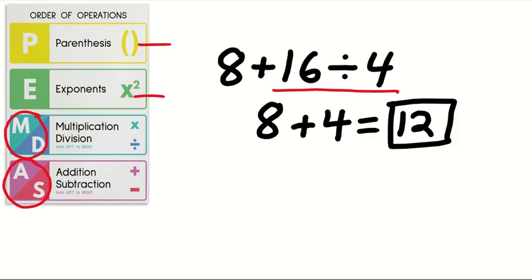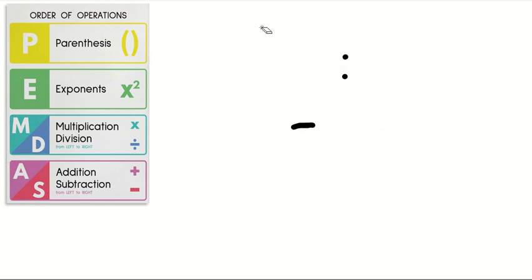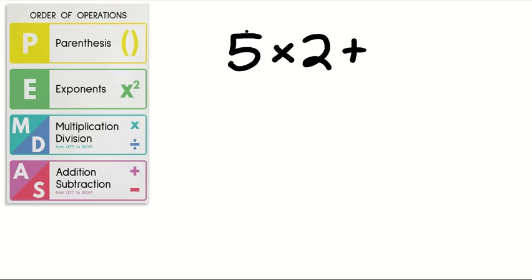Now, let's do one more that's like this, and then we'll take it to the next level. So this is just good practice for y'all. What if we were to have something that looked like this? We have 5 times 2 plus 10.